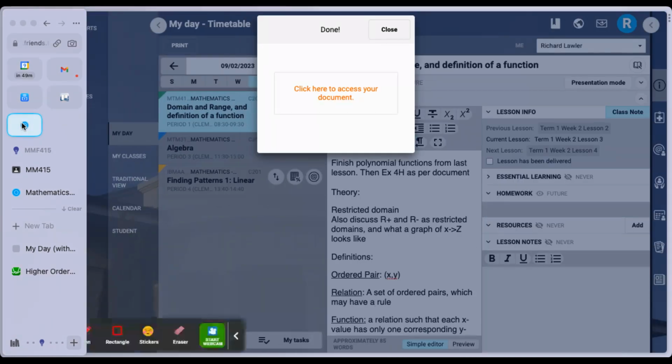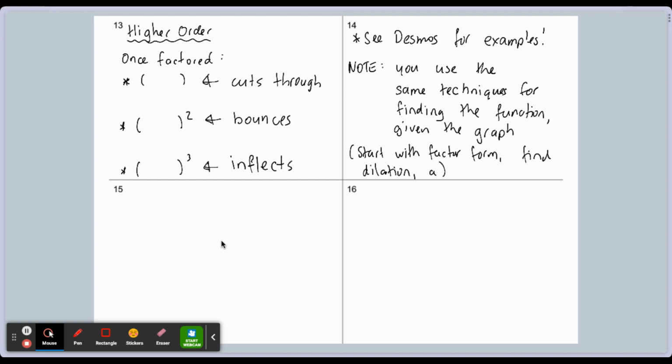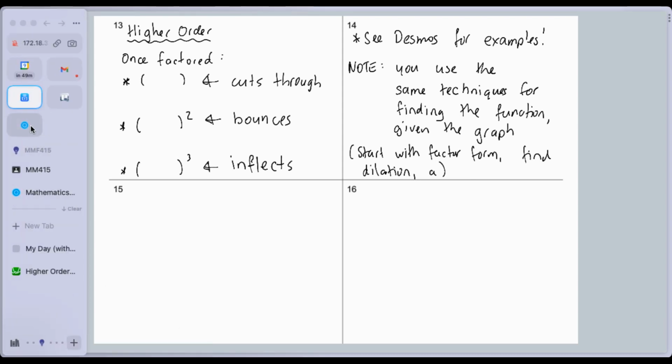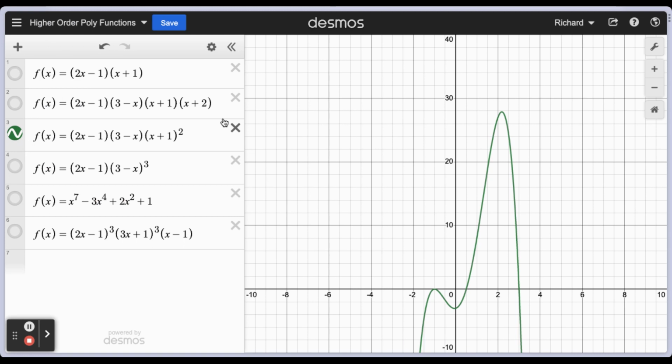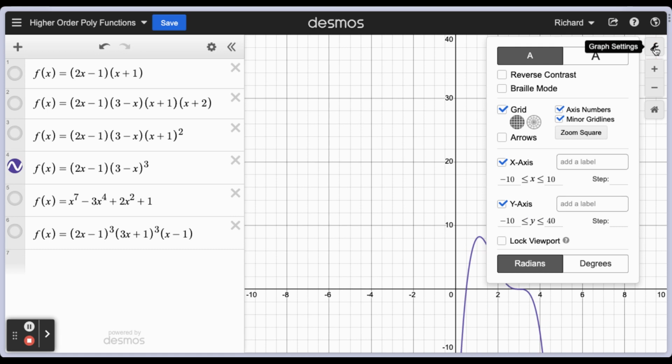I refer you to the notes. Whoops, wrong one. Once factored, this is the behaviour. Okay, hopefully you got a firm idea in your head. I'll zoom up a little bit.